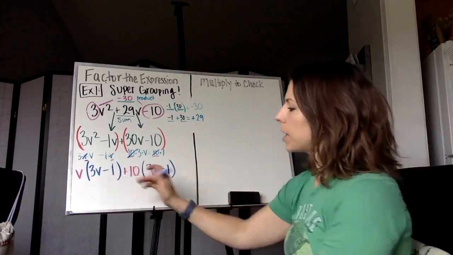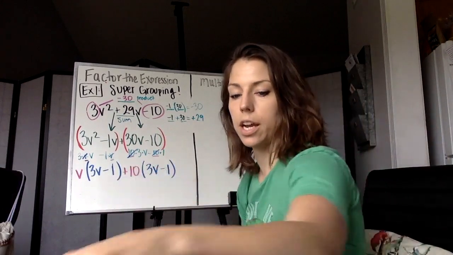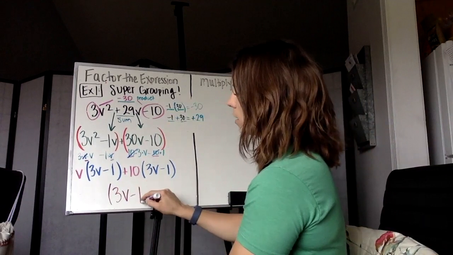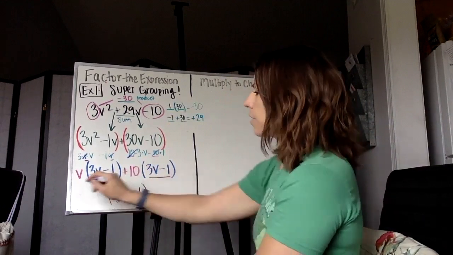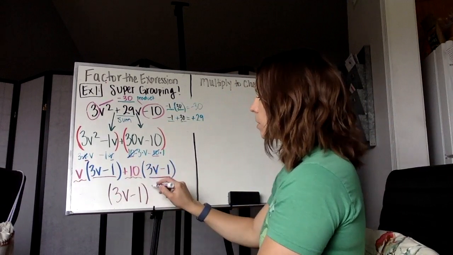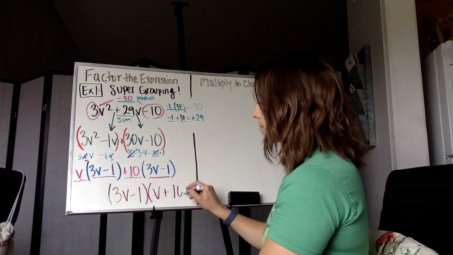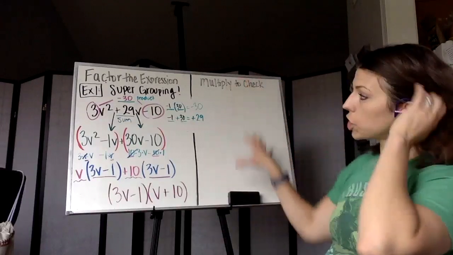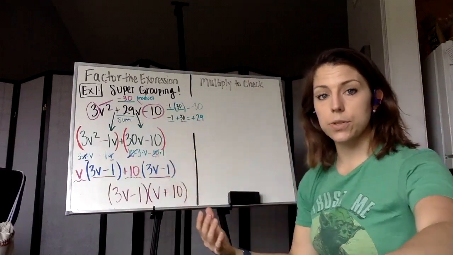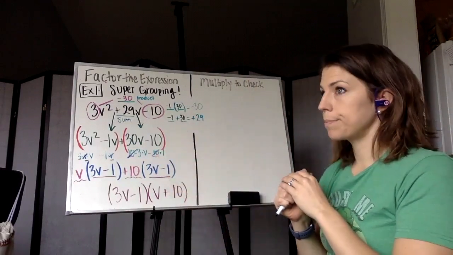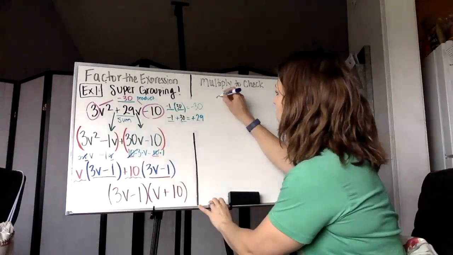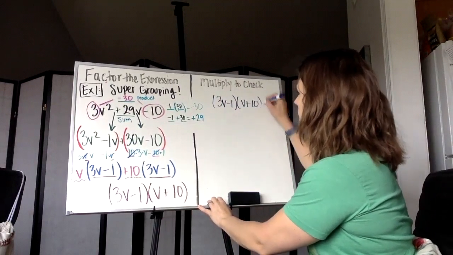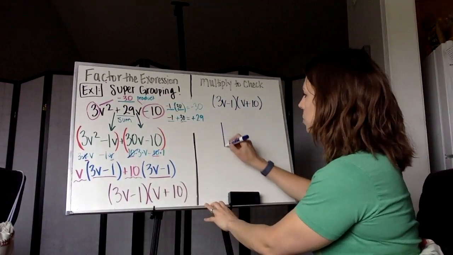Looking good, because we have a common binomial factor. So our final answer here is we take the common binomial factor, 3b minus 1, and we multiply it by the GCF from the first two, b plus 10. All right, one way to see if it's correct: I'm going to check it, and then I'm going to go back and do it using double cross and flip and slide. So let's check it. 3b minus 1 times b plus 10. Does it give us what we started with? Let's open up our window.